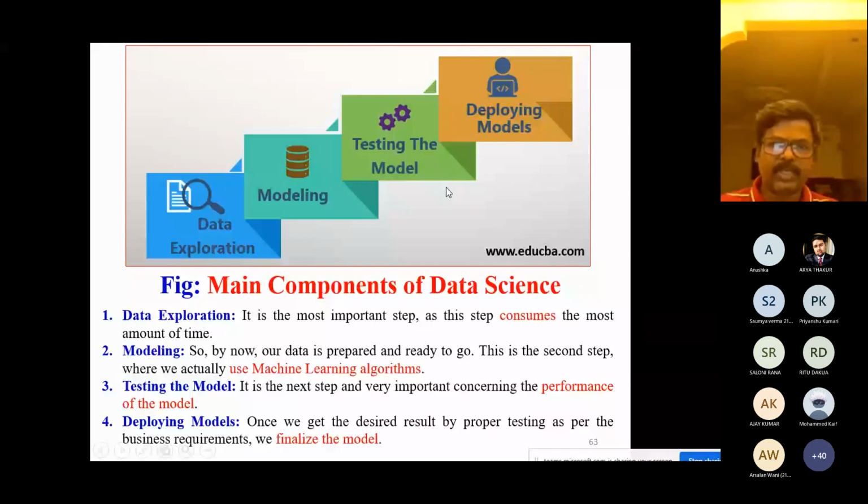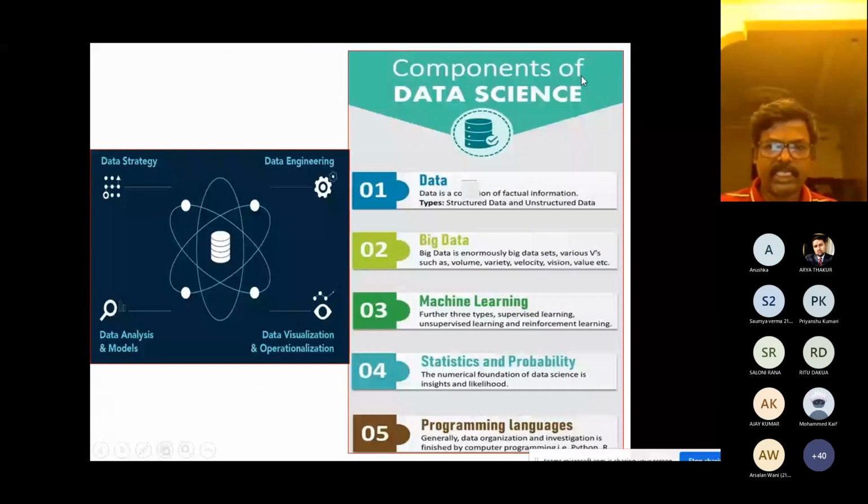What are the major components of data science? Data, big data, machine learning, statistics and probability, programming languages. These are the major components of data science. Data is a raw material. Big data deals with the three V's: volume, velocity, and variety. Machine learning is nothing but we are feeding data to the system, and that's why it is called machine learning, with the help of three types of approaches: supervised learning, unsupervised learning, and reinforcement learning.